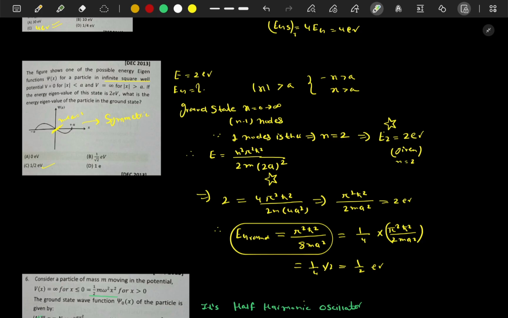So for solving this question, you must remember only 2 to 3 things. Just calculate n, okay? And if you know n, and the energy eigenvalue of that state, meaning E2. E2 is given to us as 2 electron volt. So just put it in the formula. What is E2? E2 has n square as 4, so 4 pi square h bar square upon 8m a square. Okay, so 1 by 2 will be 8m a square.